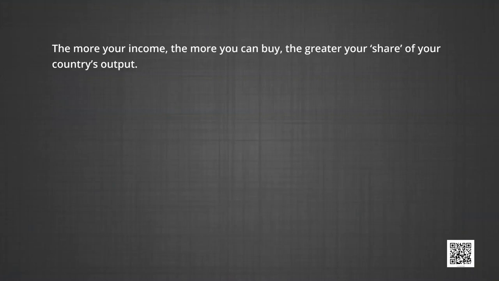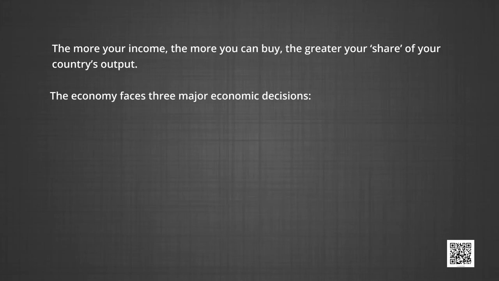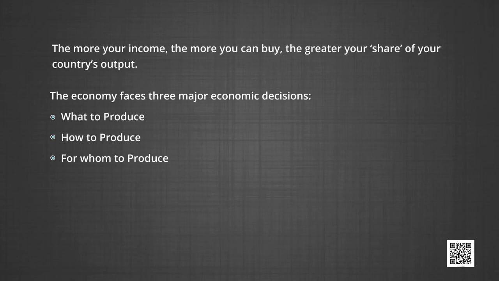Notice that you can only consume what you can buy. The more your income in general, the more you can buy, and the greater your share of the country's output. So the economy faces three basic questions. One, what to produce. Two, how to produce. And three, for whom to produce.